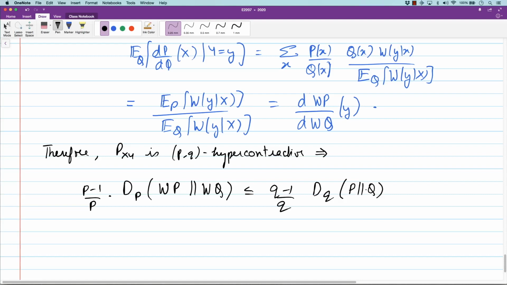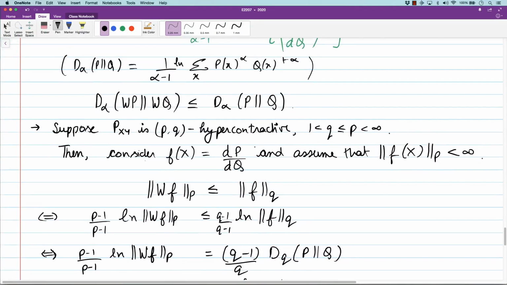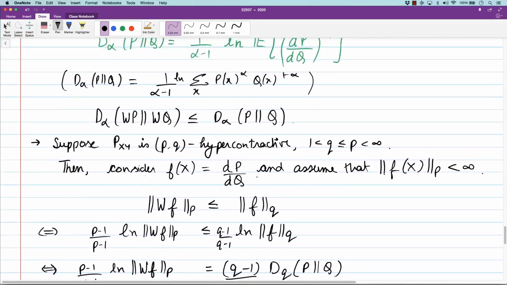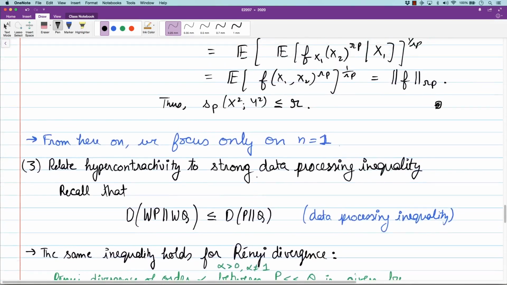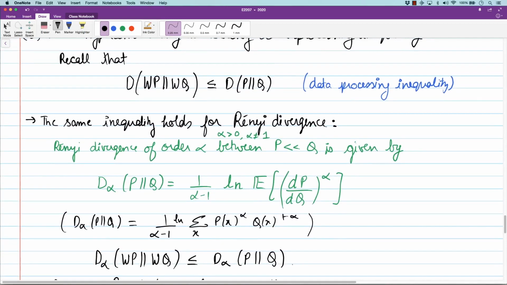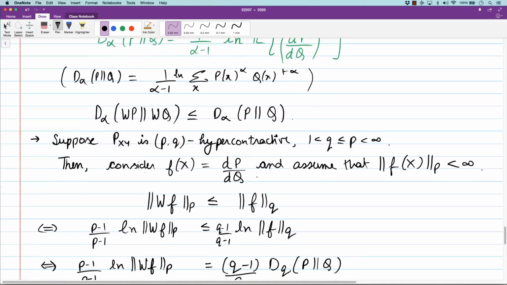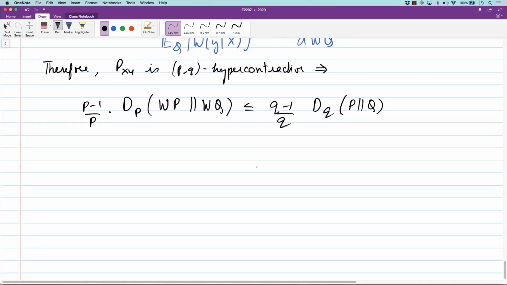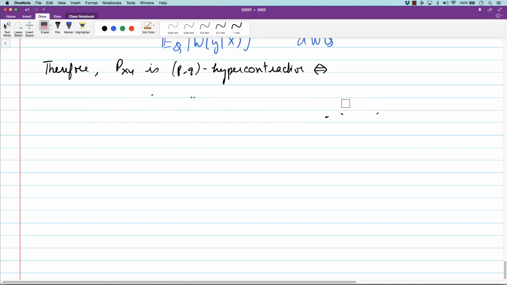The only difference between this and the hypercontractivity statement is that hypercontractivity holds for all functions, and this one only holds for functions which can be expressed as these densities, which means they must be normalized to 1. But note that the hypercontractivity inequality is homogeneous. If you replace a function f with c times f, the inequality continues to hold. Therefore, we can always normalize. So this is actually if and only if P_XY is (p,q) hypercontractive. I'll just replace it with an if and only if condition.